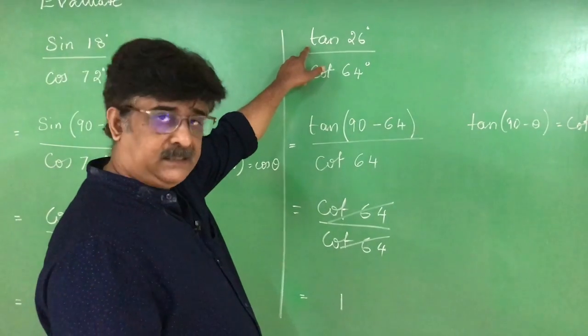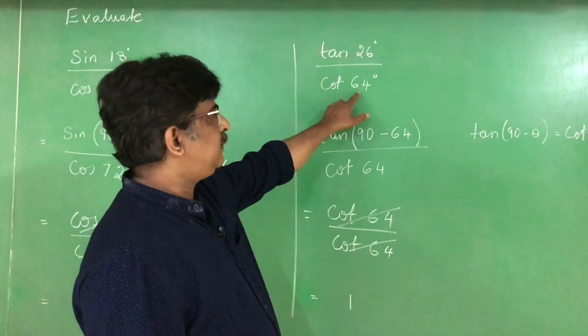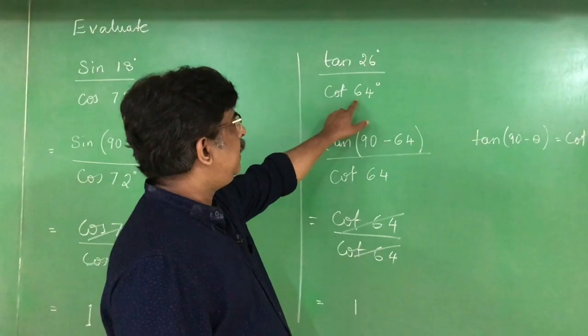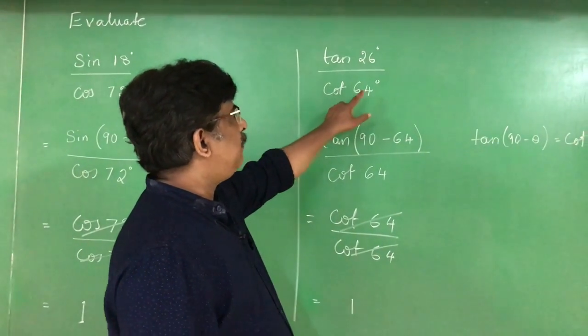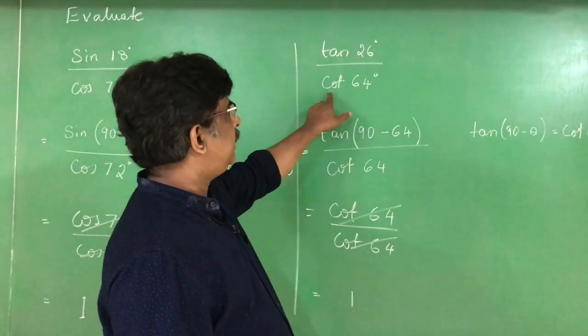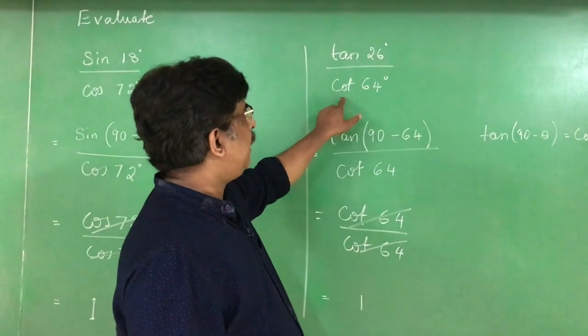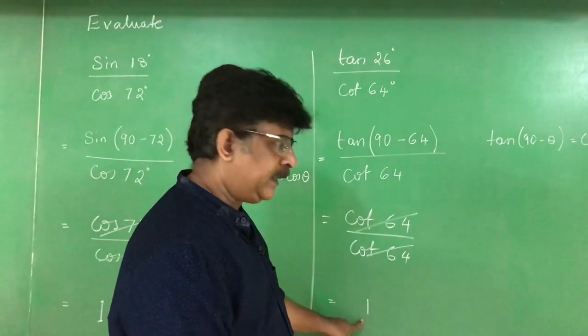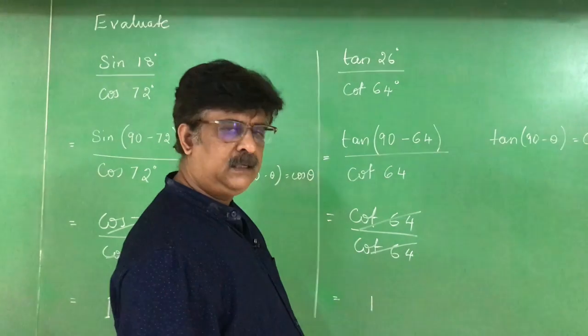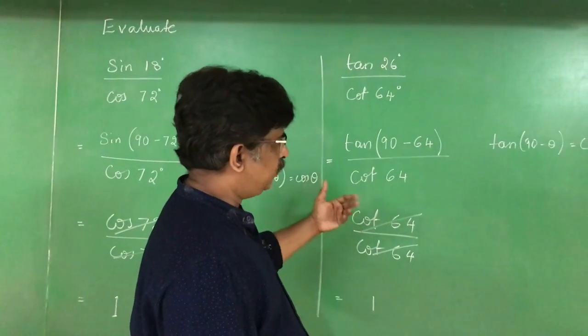This problem also you can solve another way. Keep the numerator as it is. In the denominator, cot 64 is cot of 90 minus 26, and cot of 90 minus theta is tan theta. So you get tan 26. Both are the same, cancel it out, you get 1. Very simple. These are all 1 mark questions; you can get them in multiple choice or something like that.